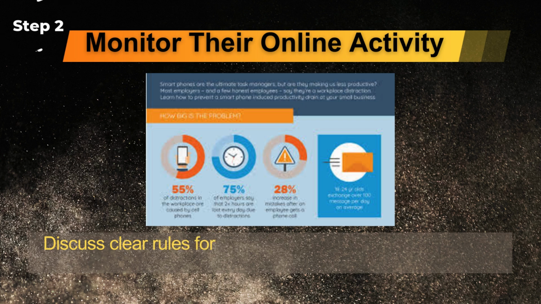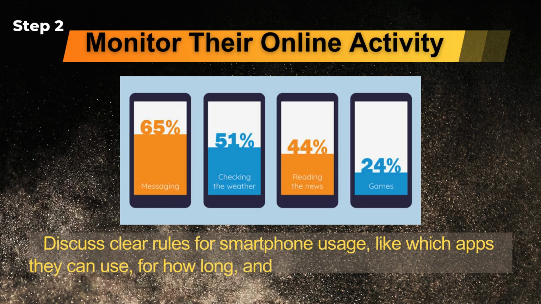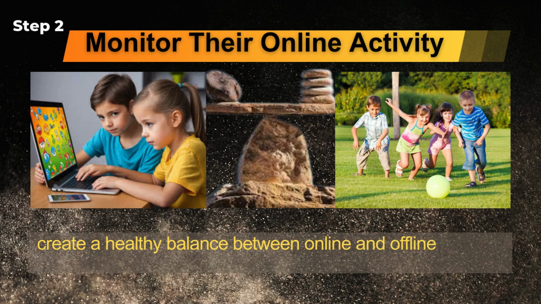Discuss clear rules for smartphone usage, like which apps they can use, for how long, and during what times. This helps create a healthy balance between online and offline activities.